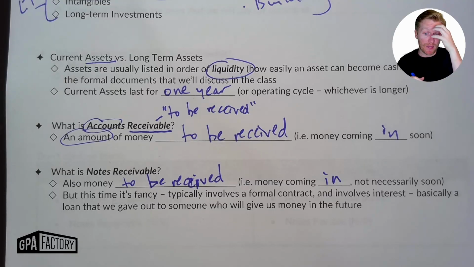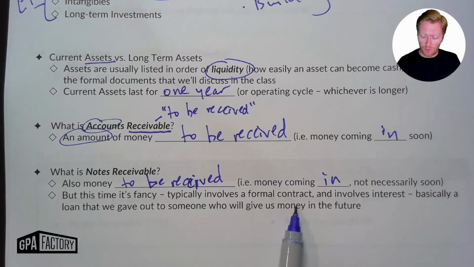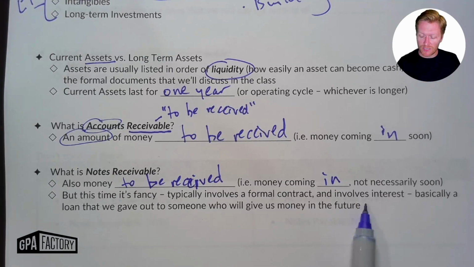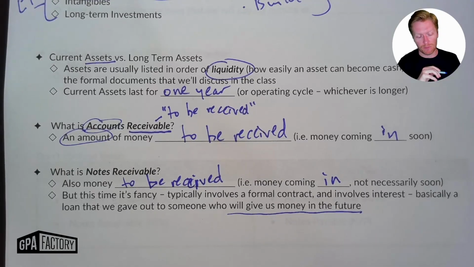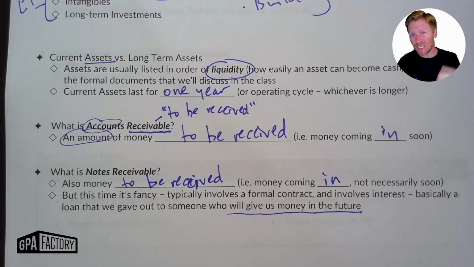So a lot of times what will happen is a bank has a lot of notes receivable. They give out loans, and then that's money that's going to be paid back to the bank at some point in the future. But it typically involves a formal contract. It usually will involve interest. It's basically a loan that we gave out to someone who is going to give us money in the future. But again, we're going to have a very set amount of time. There's usually an interest rate involved with this loan, but we're going to keep track of the fact in a little bit more of a formal way. And again, you can think about a notes receivable as involved with a bank loan of some kind or a loan of some kind.